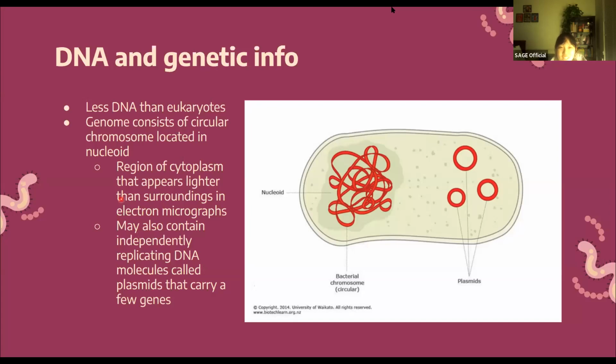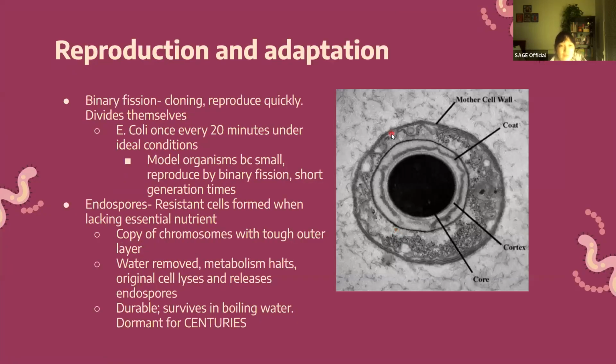Okay, reproduction and adaptation. So bacteria and archaea both can reproduce by something called binary fission. And that is basically cloning yourself and splitting yourself in half. So E. coli are a famous model organism, meaning that they are studied a lot. It's good to study bacteria because they reproduce very quickly and they don't need many nutrients. E. coli can divide once every 20 minutes. So imagine if every 20 minutes a new you appeared in your life. I don't think I would be happy with that.